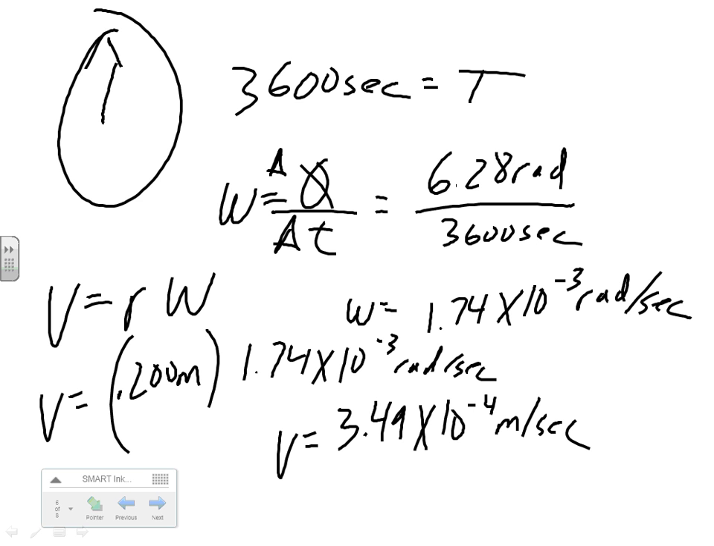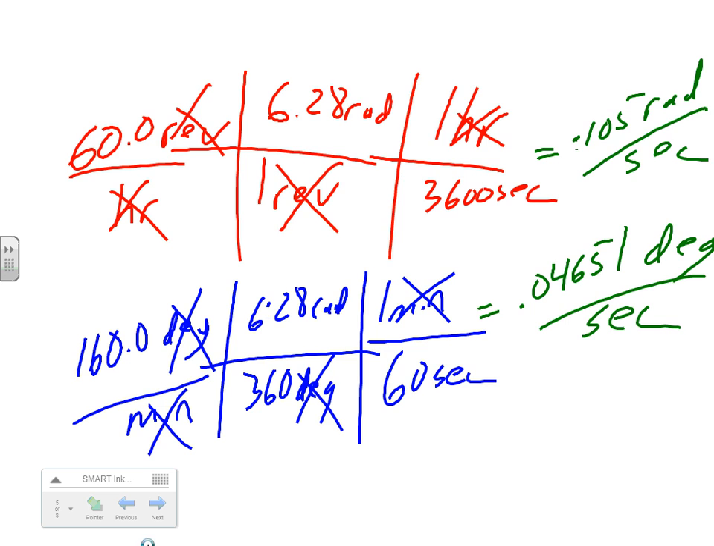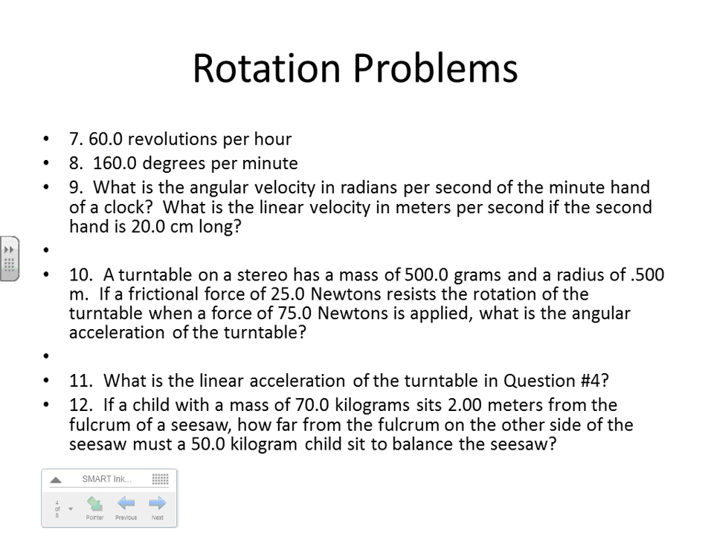All right, let's skip forward and look at the next problem. This time we're doing a turntable problem. And look at what it gives us. It gives us the mass of a turntable. It gives us the radius. It tells us the amount of friction. And it tells us the amount of force that's applied. And we want to find the acceleration.